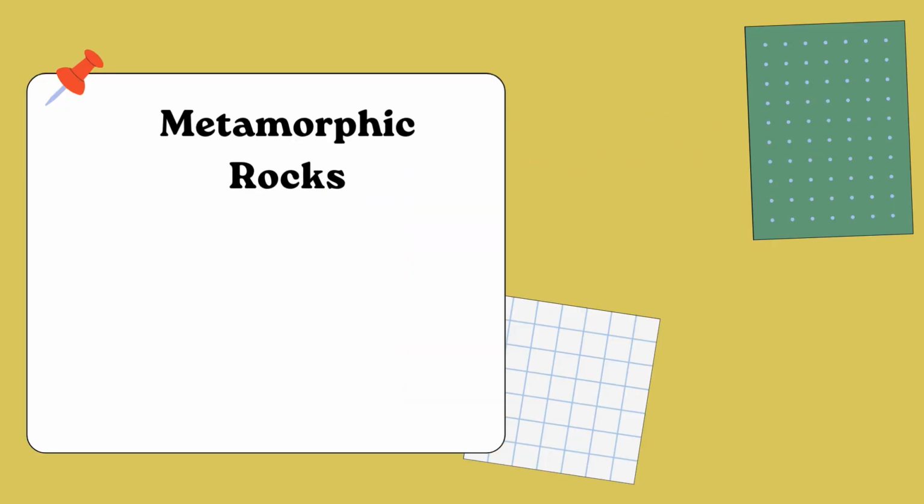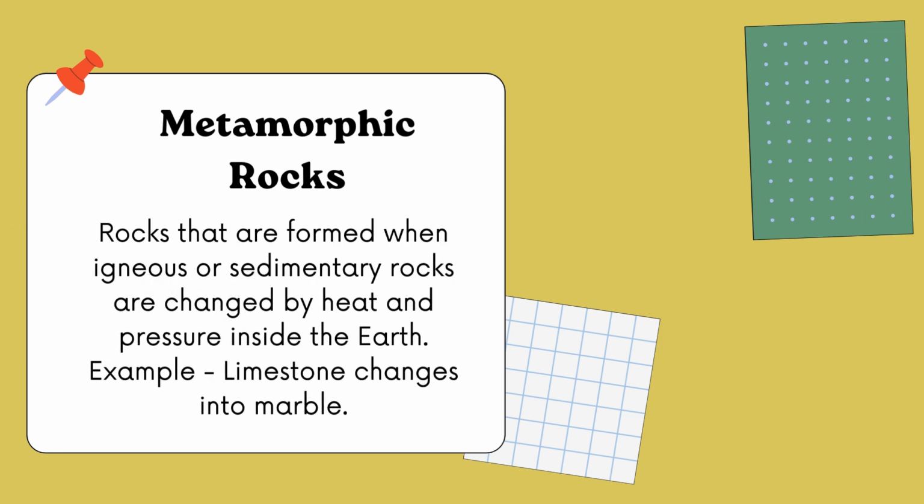Now let's look at metamorphic rocks. Metamorphic rocks are rocks that have a changed form. Metamorphic comes from the word metamorphosis, which means to change. So, metamorphic rocks are those rocks which were once igneous or sedimentary rocks, which changed over a period of time due to heat and pressure inside the earth.